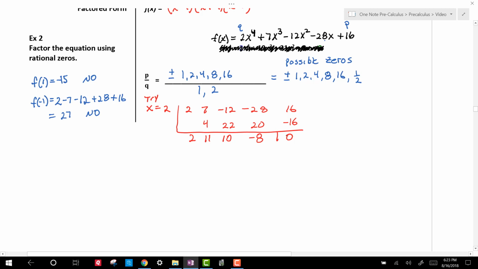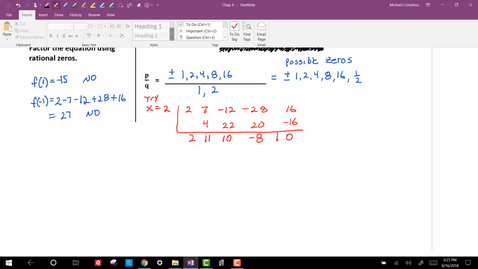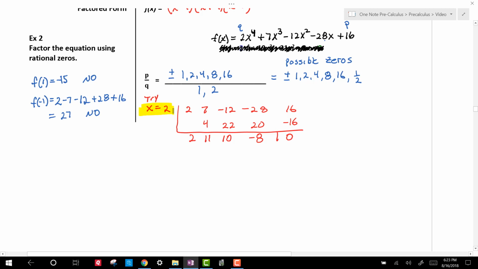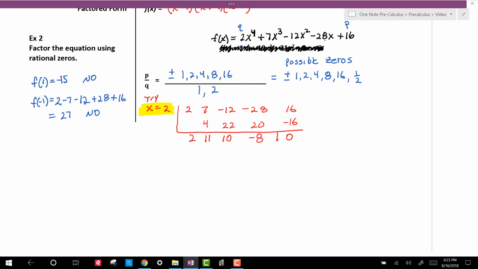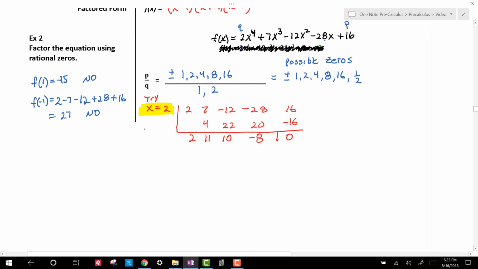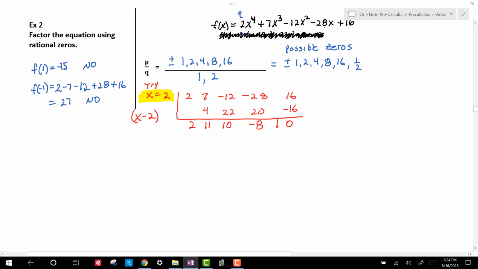Okay? So right away, before I do anything else, I now know that x equals 2 is a solution, so I'm going to highlight that so I don't forget it. What that tells me is that x minus 2 is a factor. So I'm going to keep that guy right there. And then I'm going to take a look at what's left over in the polynomial here. Now, I already tried 1 and negative 1, so I don't want to try them again. But if you look at what's left over here, this is 2x cubed plus 11x squared plus 10x minus 8. So it's a cubic. It doesn't look like it's going to factor by grouping.